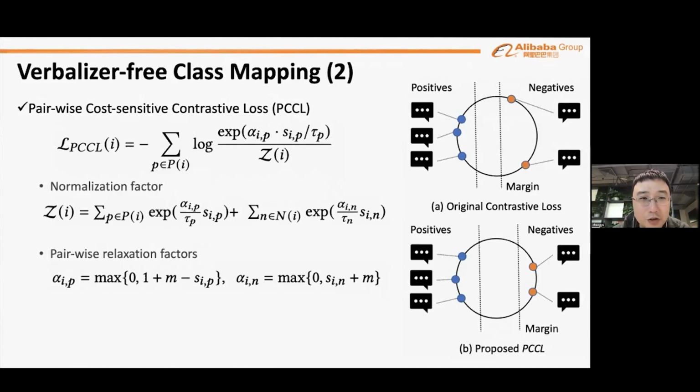So we define a new loss called pairwise cost-sensitive contrastive loss, and it looks this way. You can see it on the screen. We define two pairwise relaxation factors. They make some relaxation between the pairwise similarities, either within class or between class. M is the margin factor. It makes some relaxation. We don't necessarily need these positive examples to stay in a very dense region. In contrast, we need to improve the generalization of our model.